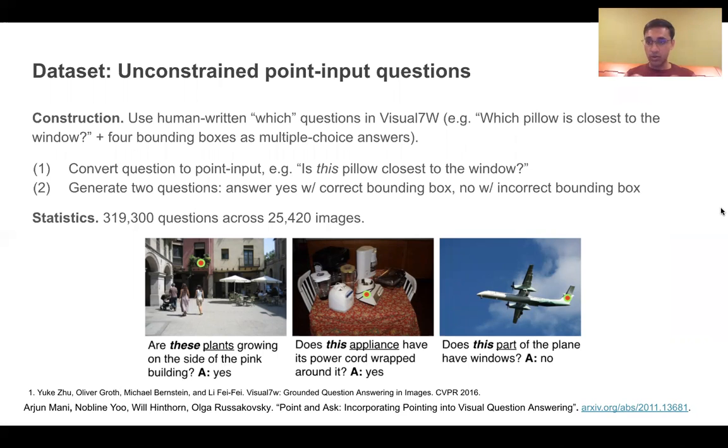So for example, if we were to take the question, which pillow is closest to the window, we convert this question to our point input VQA task, asking, is this pillow closest to the window? And we generate 2 questions, one with the answer yes, using the correct bounding box, and one with the answer no, using the incorrect bounding box, with the point taken as the center of the bounding box. And we're able to generate a sizable data set of about 320,000 questions through this method. And here are some examples. As you can see, the question language and the vocabulary are quite complex, and of course, we have the point input in the image.